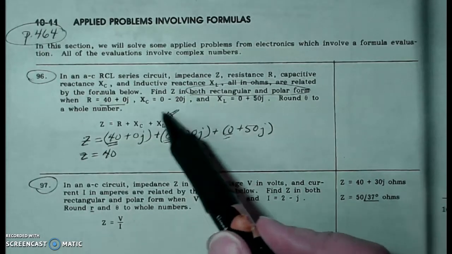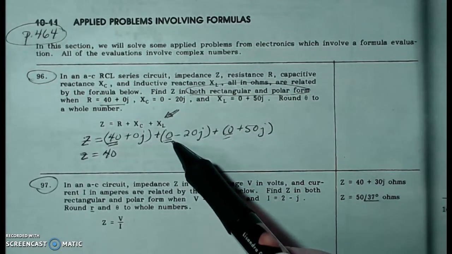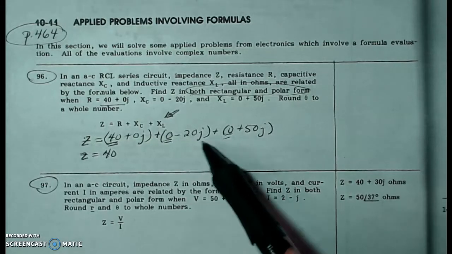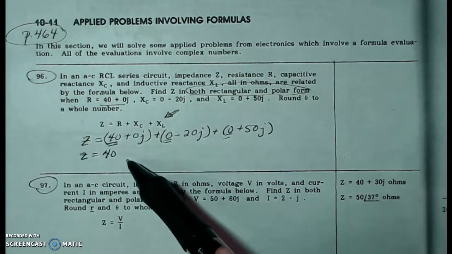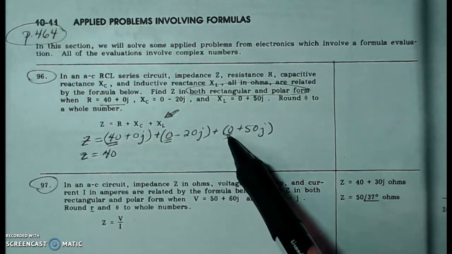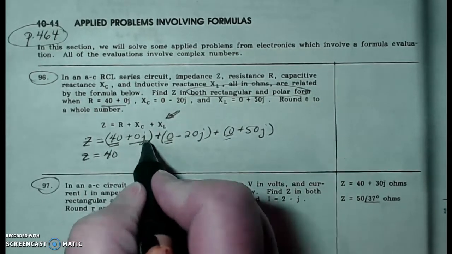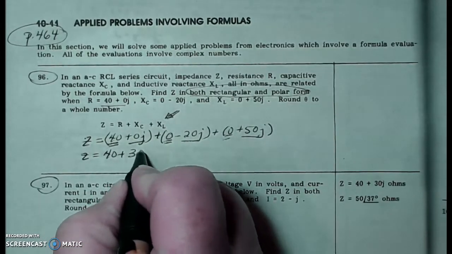So it's purely a function of substituting in the values that you've been given. I like to substitute in complex numbers with my parentheses. Because it's addition, and it's complex numbers in rectangular form, you get to add them like terms, and you get 40 for the real number component, and for the imaginary component you get positive 30j.